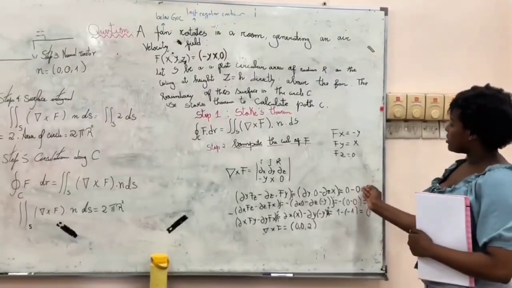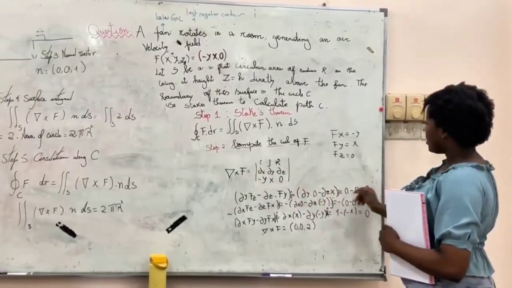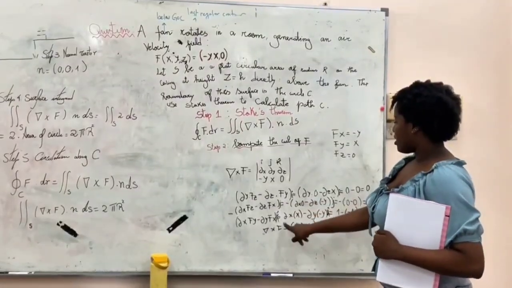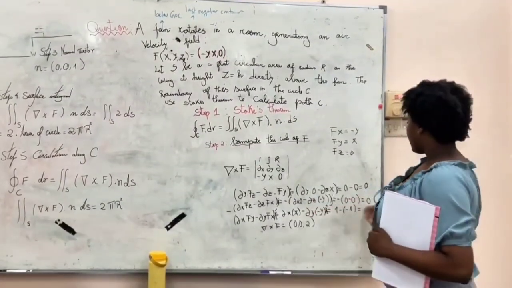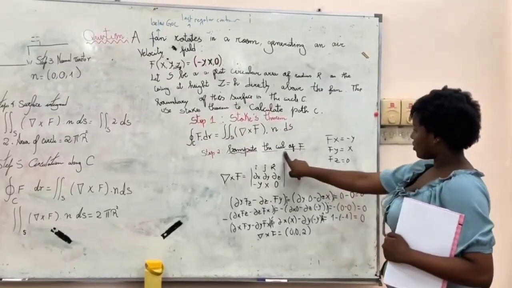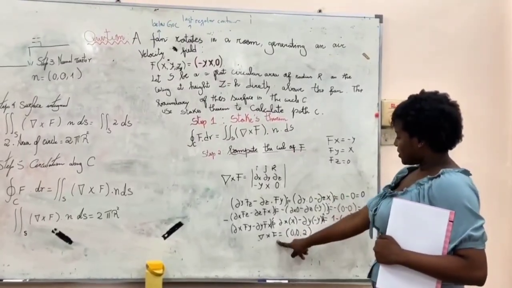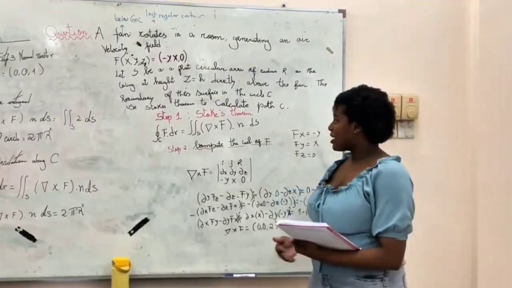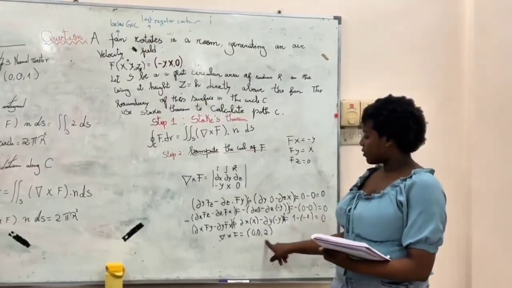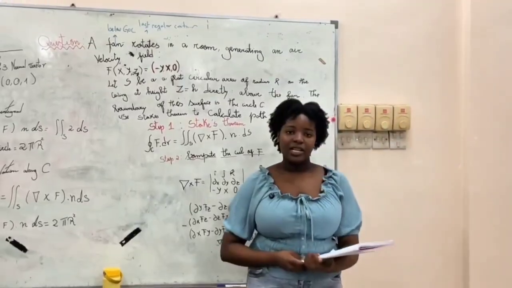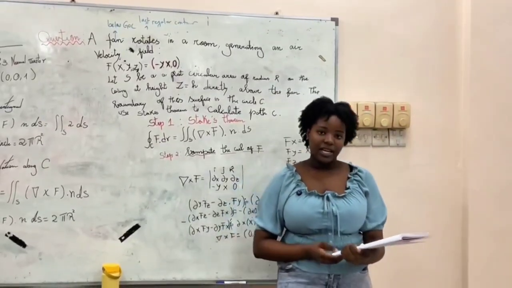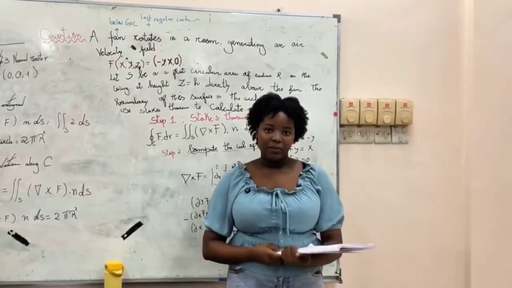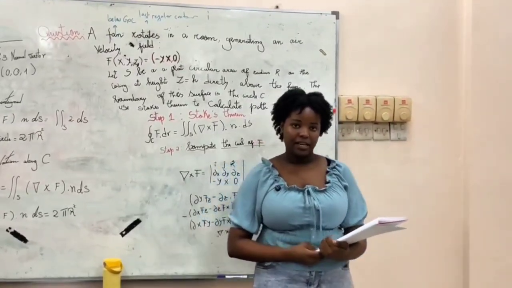We just need to do this for each component: first for i, then for j, and finally for k. Here we have the curl determined, which gives us 0, 0, and 2. What does it mean? It means that the rotation is purely around the z-axis, which makes sense because the air is swirling in the x, y plane like a fan.